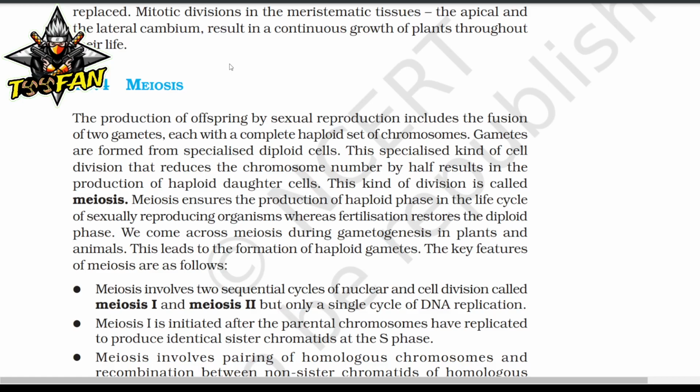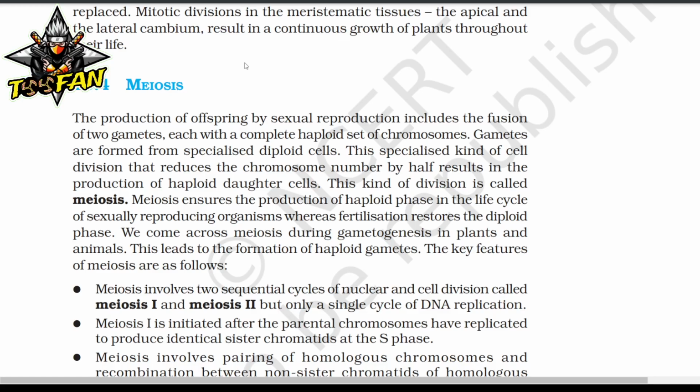The production of offspring by sexual reproduction includes the fusion of two gametes, each with a complete haploid set of chromosomes. Gametes are formed from specialized diploid cells. This specialized kind of cell division that reduces the chromosome number by half results in the production of haploid daughter cells. This kind of division is called meiosis. Meiosis ensures the production of the haploid phase in the life cycle of a sexually reproducing organism, whereas fertilization restores the diploid phase. We come across meiosis during gametogenesis in plants and animals.